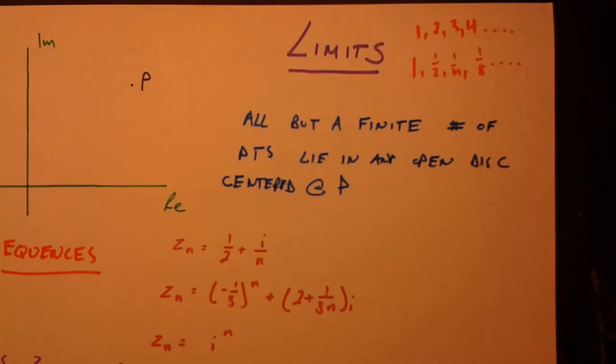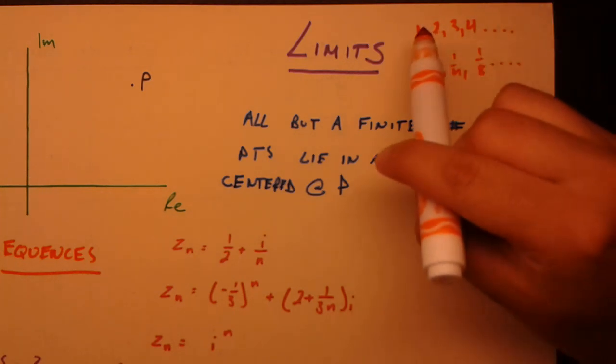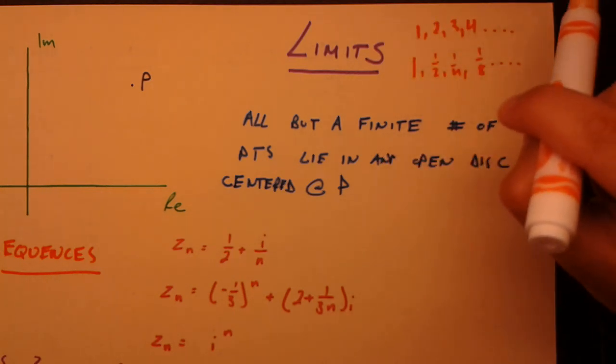This video is about limits of complex numbers, and we're going to break it down into two subcategories, sequences and functions. So first we'll talk about sequences. A sequence, two of which I've written here, is just a list of numbers. So the top one, 1, 2, 3, 4, 5, 6, and so on, is a sequence.